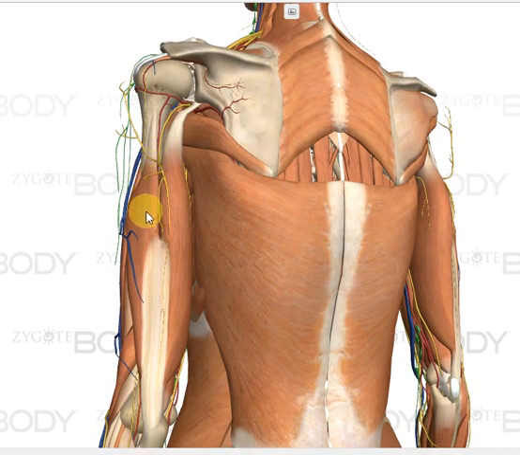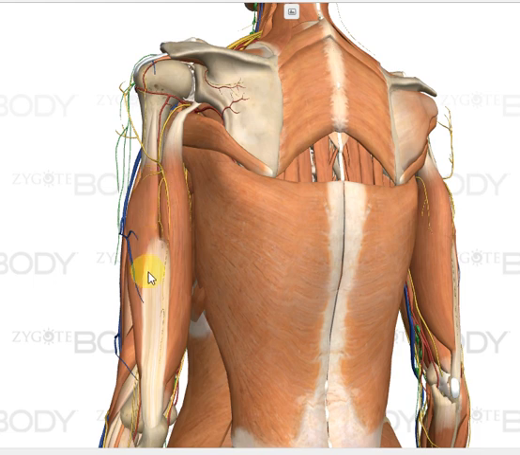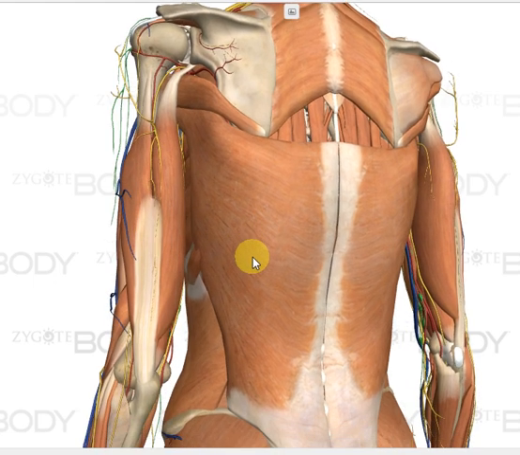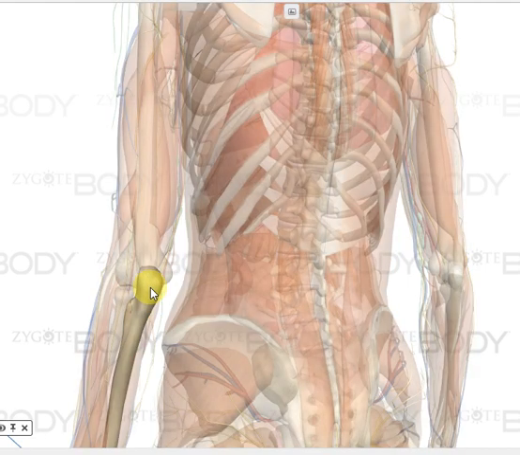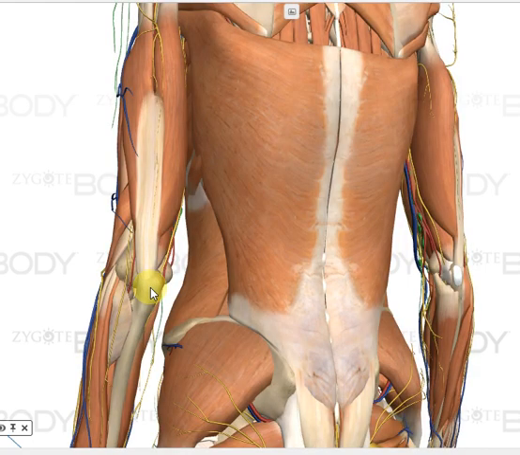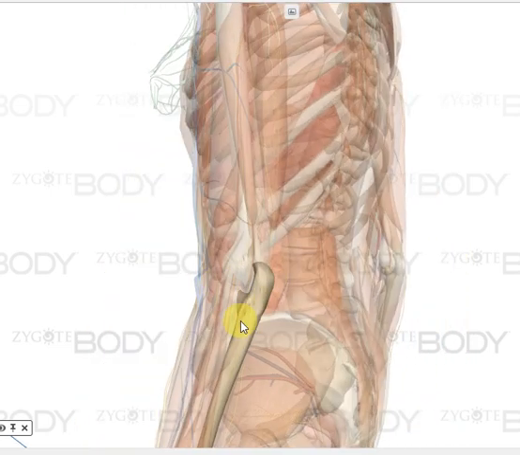head and the long head come together and join to form the triceps tendon. Then this tendon ultimately joins at the ulnar bone. To be more specific, this white one is the tendon, right? This tendon joins at the olecranon process of the ulnar bone. This is the ulnar bone, and this portion is the olecranon process of the ulnar bone.